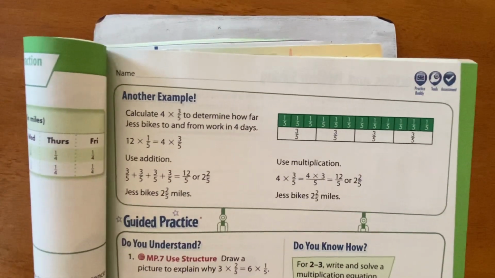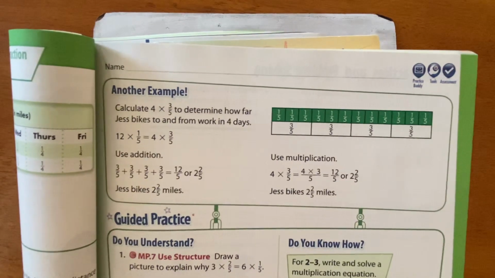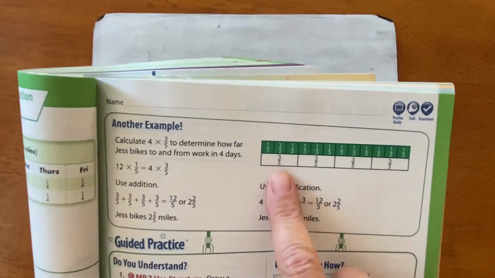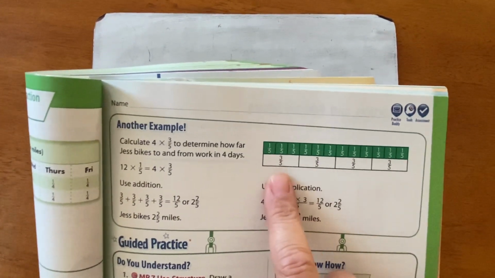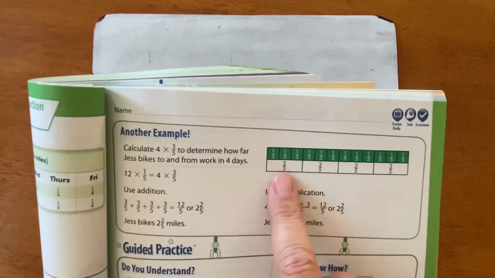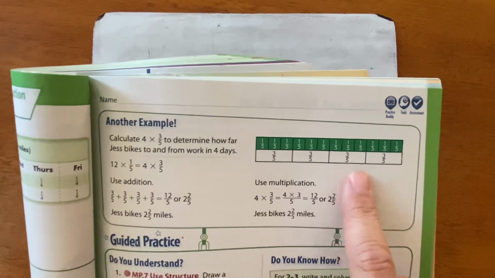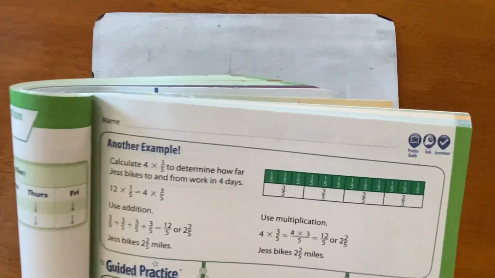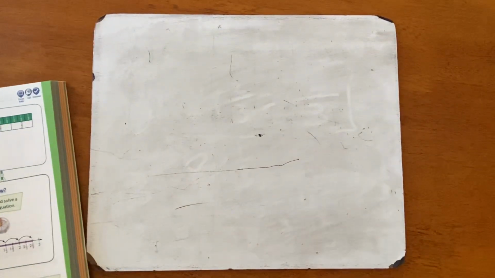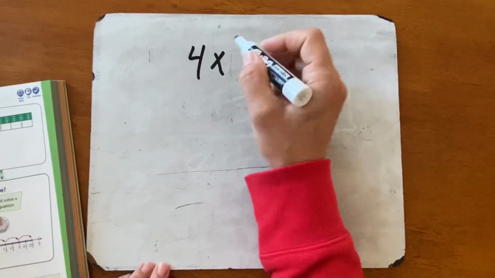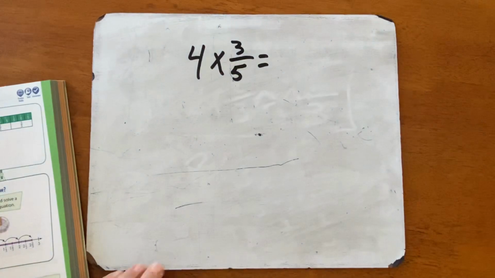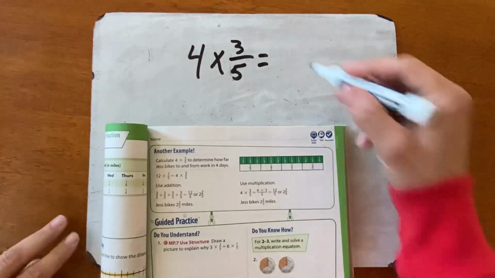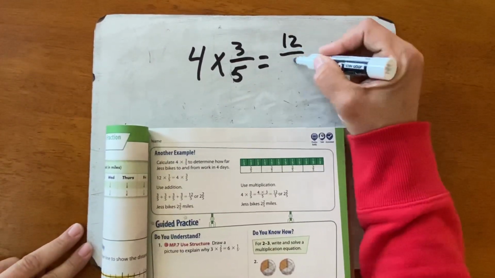Saying calculate 4 times 3/5 to determine how far Jess bikes to and from work in 4 days. Okay. So here's the big problem as a model. So here's 3/5. Remember, they said 4 of them. So here's 1 3/5, 2 3/5, 3 3/5, 4 3/5. So if you multiply that, it's going to look like this. So you're going to take 4 times 3/5. Well, when you work that out, here's the book again. You multiply that out, you're going to get 12/5.